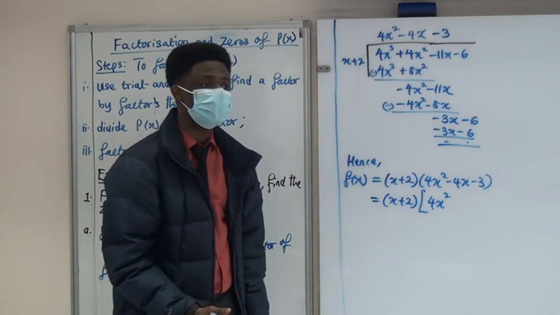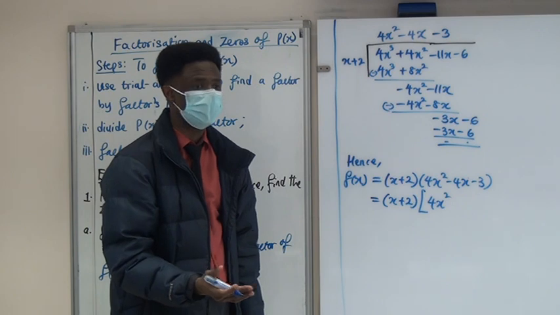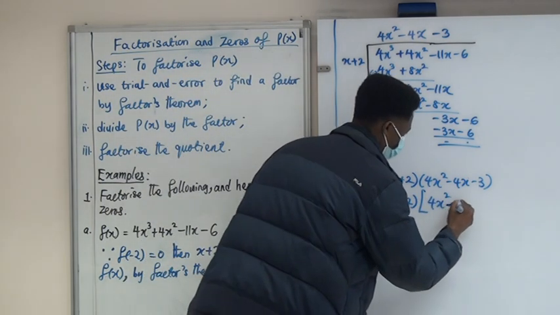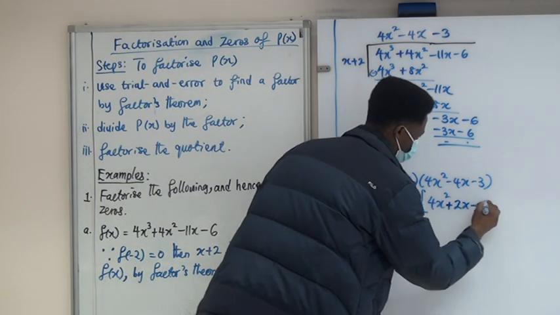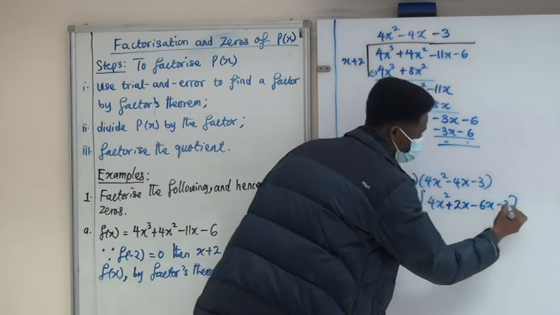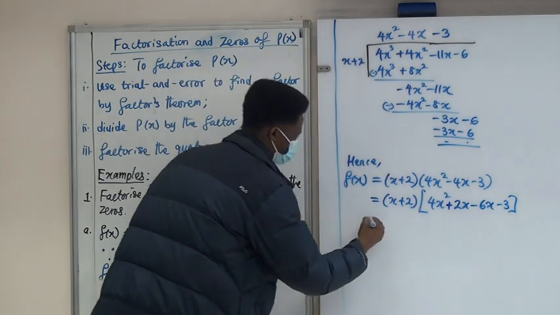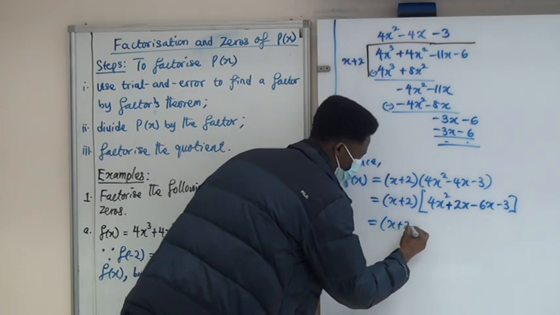You know how I got my 12? 2 and 6. You know how I got my 12, right? 2 and 6. So it's going to be plus 2, minus 6, yes? So that, you see, I'm carrying everything along.